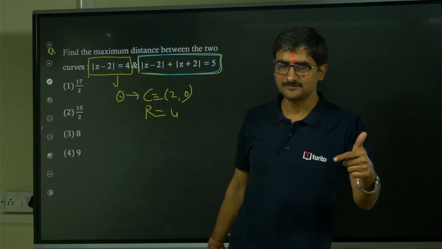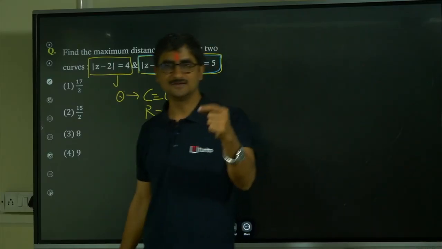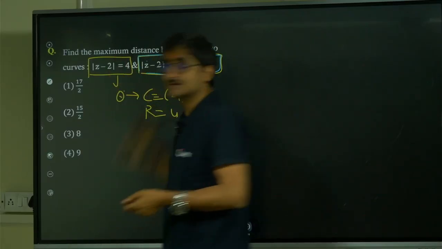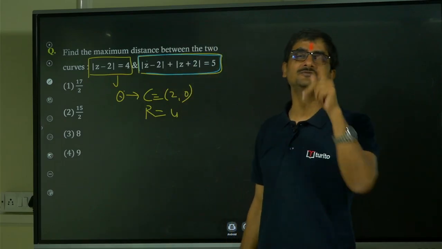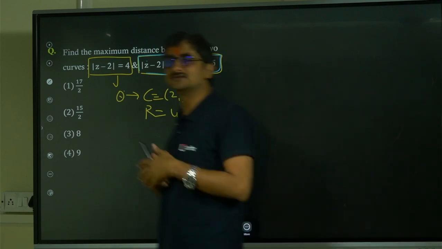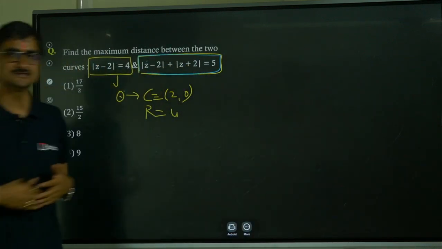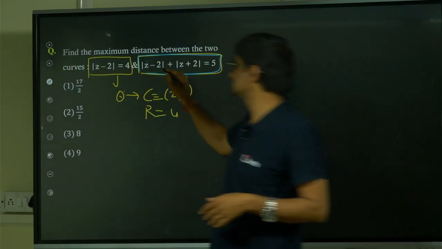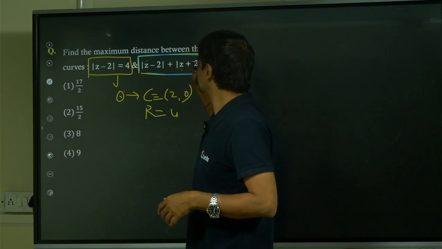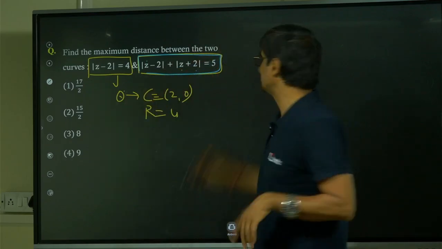Doesn't it go with the definition that the locus of a variable point, which happens to be z here, such that the sum of its distance from two fixed points. Now mod of z minus z1 always gives us the distance between z and z1. So modulus stands for distance. So this is the distance of z from 2, the distance of z from minus 2. So 2 and minus 2 are two fixed points.